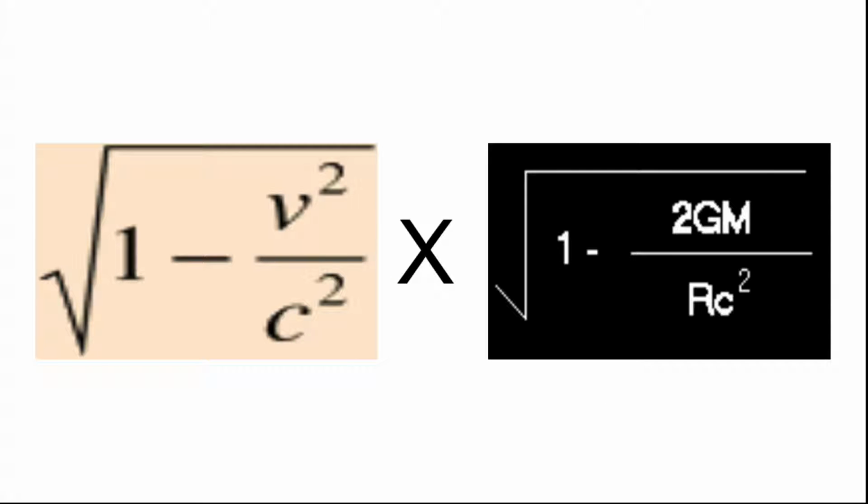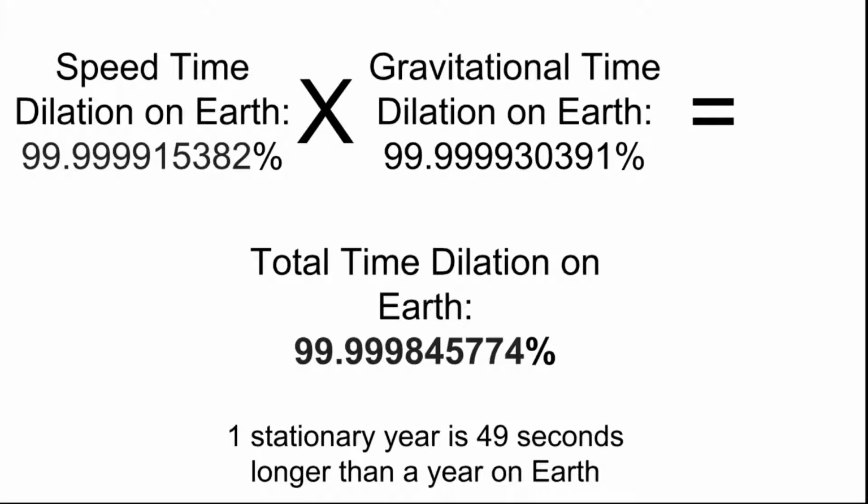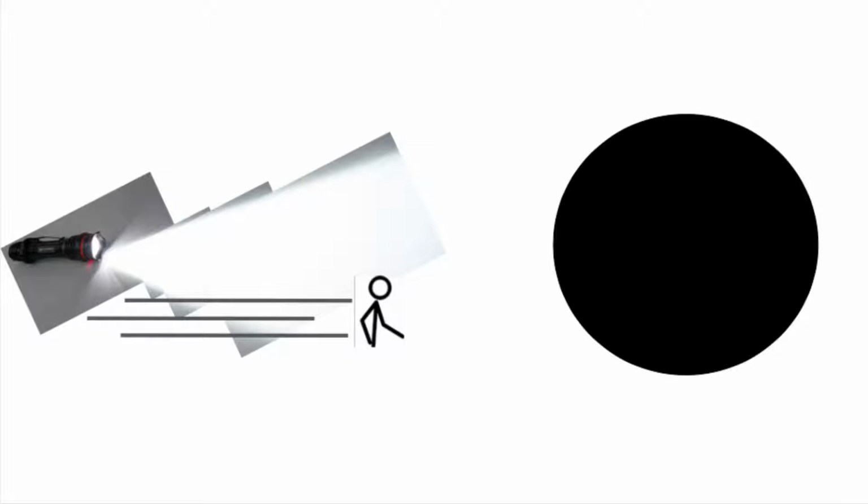To find the total effect of time dilation, you have to multiply speed and gravitational time dilation together. After you do this, you find that the total time dilation on Earth is 99.999845774%. This means that one stationary year is 49 seconds longer than a year on Earth. Not a big difference. Another thing about time dilation is that it's exponential. This means that at first the impact of time dilation is minuscule, but near the speed of light or with supermassive black holes, it becomes apparent.